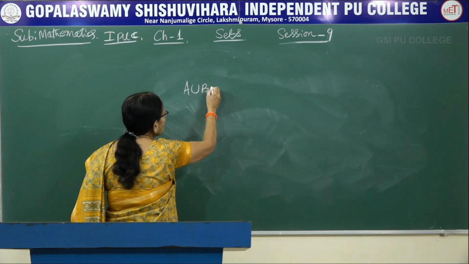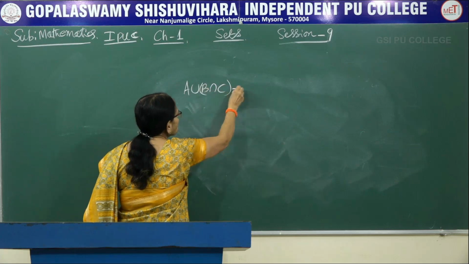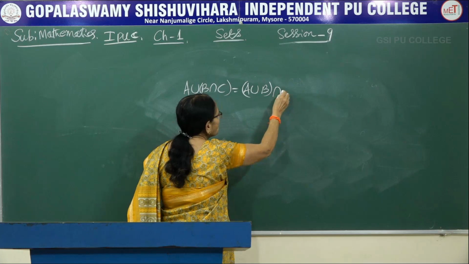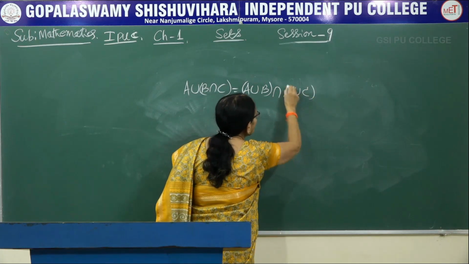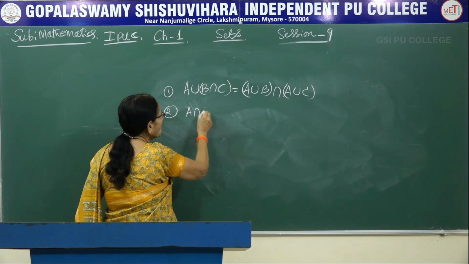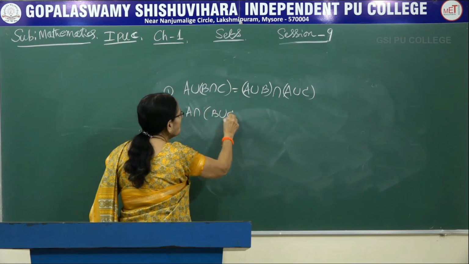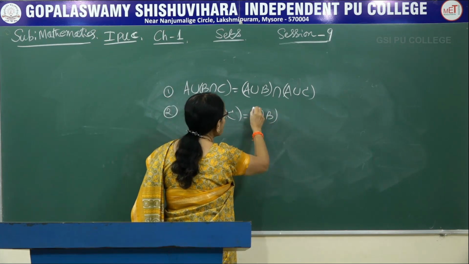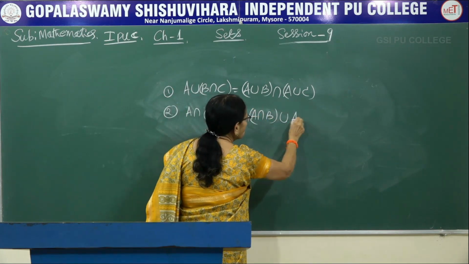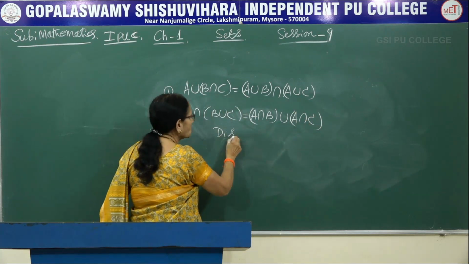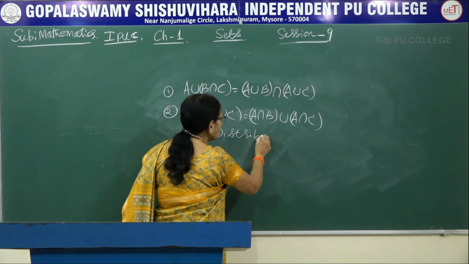Now one more law here. A union (B intersection C) is (A union B) intersection (A union C). This is one thing. Second one, A intersection (B union C) would be (A intersection B) union (A intersection C). Now these two are called the distributive law.